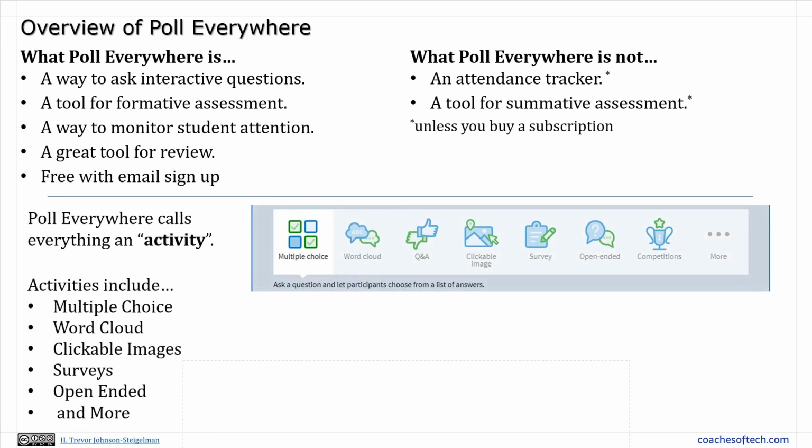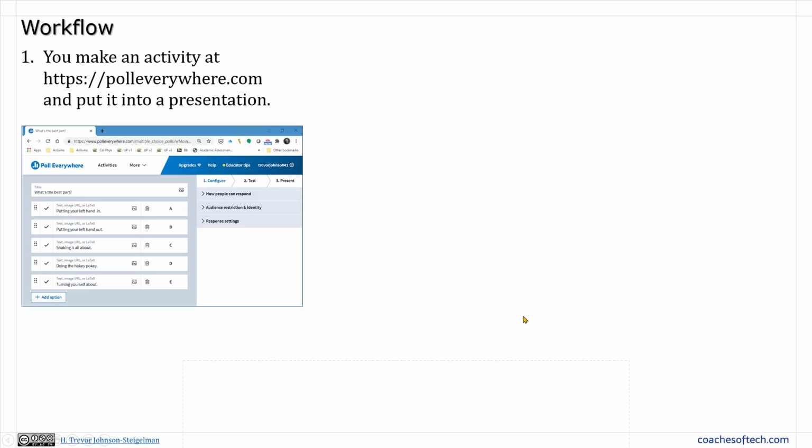So Poll Everywhere calls everything in it an activity. You can do multiple choice questions. You can do a word cloud. You can do a clickable image and multiple other things here. So there's lots of ways that you can use this to effectively help you teach.